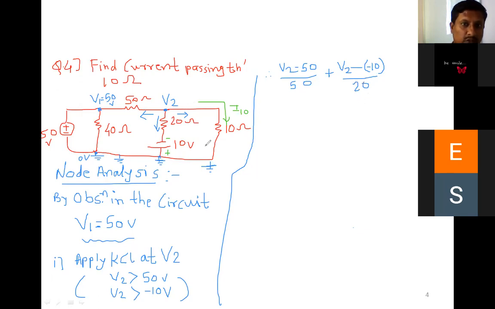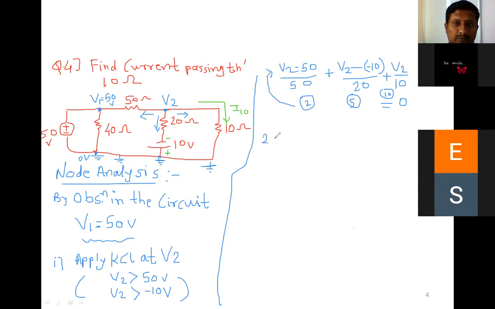Next, V2 minus 0 divided by 10, that is positive because it is outgoing, V2 divided by 10. Now overall it is equal to 0. Now tell me what is the LCM? 50, 20 and 10. The LCM is 100. Multiply 2, multiply 5, multiply 10. Okay, for the respective numerators you can multiply.